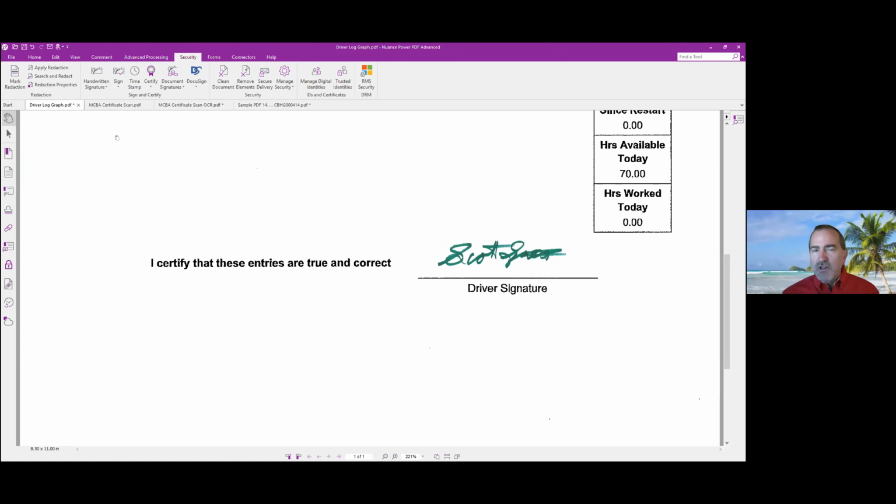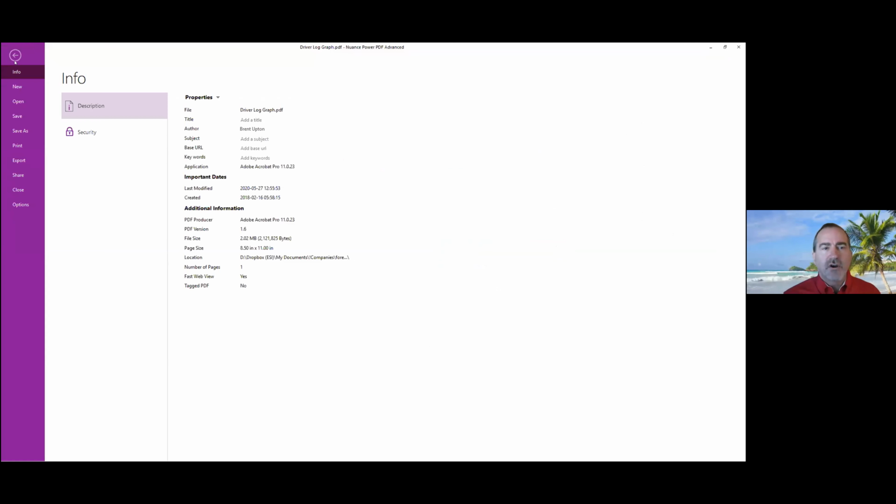So some of the other things that you can look at for PDF documents. First of all, start with the properties.